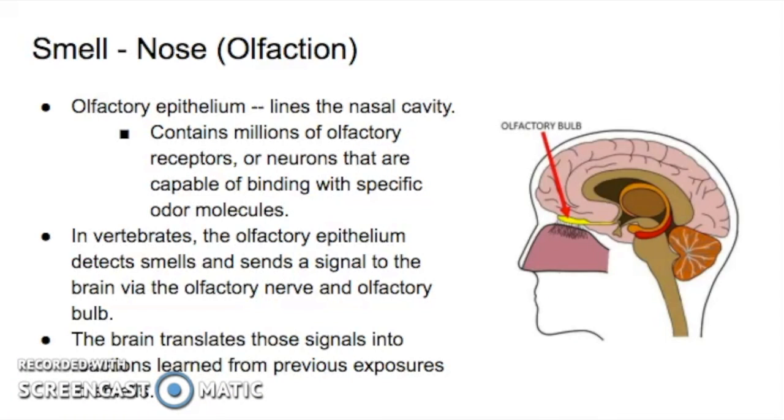Next up, we have the smell in the nose, also called olfaction. The most important organ in this is the olfactory epithelium, which lines the nasal cavity and contains millions of olfactory receptors capable of binding with specific molecules. Now, this detects smells and sends the signals via the olfactory bulb to the brain. And then the brain translates those signals into reactions learned from previous exposures to these smells.